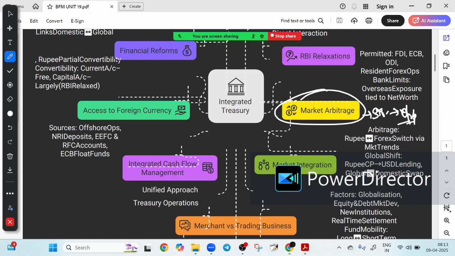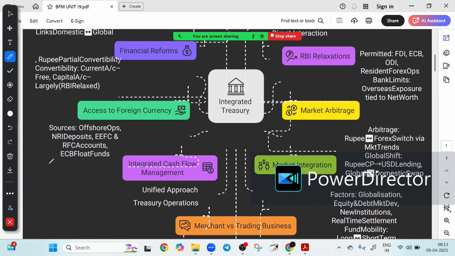So by analyzing market trend, the bank can switch between rupee and forex, or tap into global shift like rupee credit to US lending. It's smart financial maneuvering at its best. That is called market arbitrage.